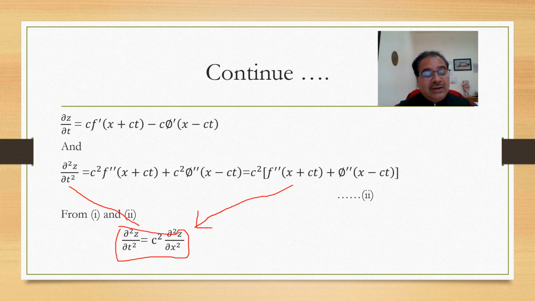This is also an important result. If you notice the kind of function we have taken, two different functions, f and phi. But there was one symmetry. The symmetry is here: x plus ct, and the other is x minus ct. In that case, you will get del 2z over del t square is equal to c square del 2z over del x square.